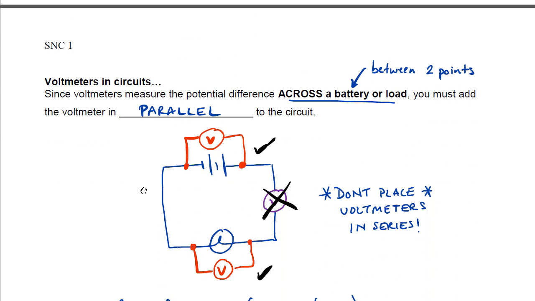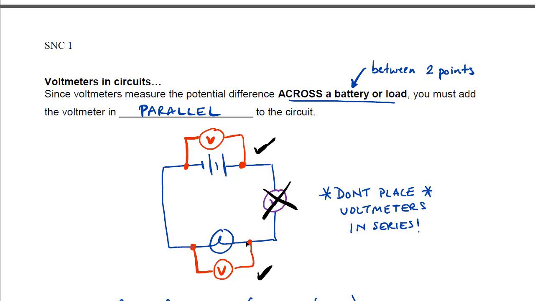Now, when you're adding and testing a voltmeter to your circuit, you have to do it in parallel. You don't place voltmeters in series. This would be incorrect. You don't want to put it in line with the flow of electrons. You want to test the difference between this area and this area. You want a voltage drop. So you're going to test what's called across the battery, testing across the battery or testing across the load.